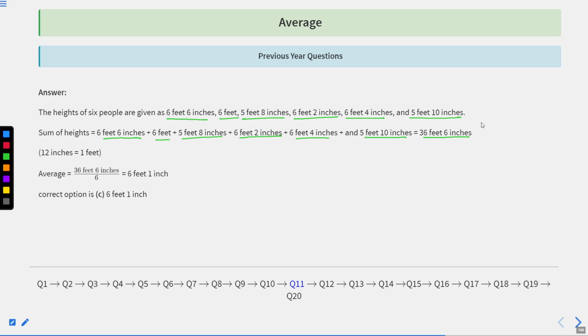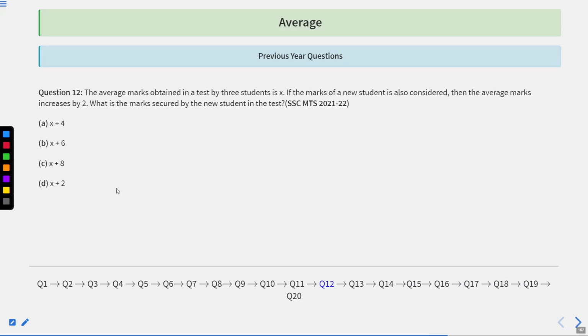Now how many observations are there? We have 6 observations. So the average is going to be 36 feet 6 inches upon 6, and it is equal to 6 feet 1 inch, which is option C, 6 feet 1 inch. So let us now move ahead to problem number 12.